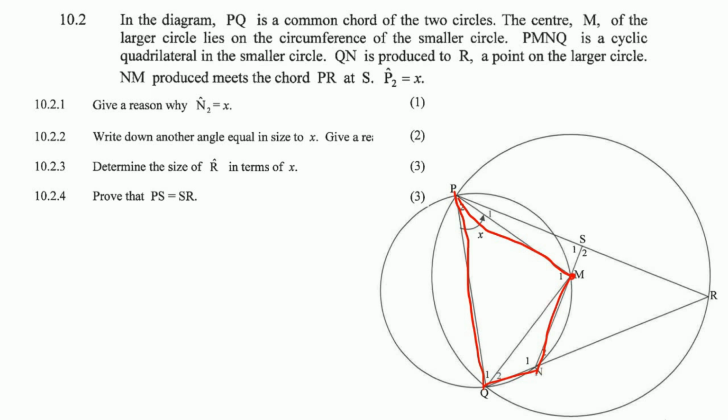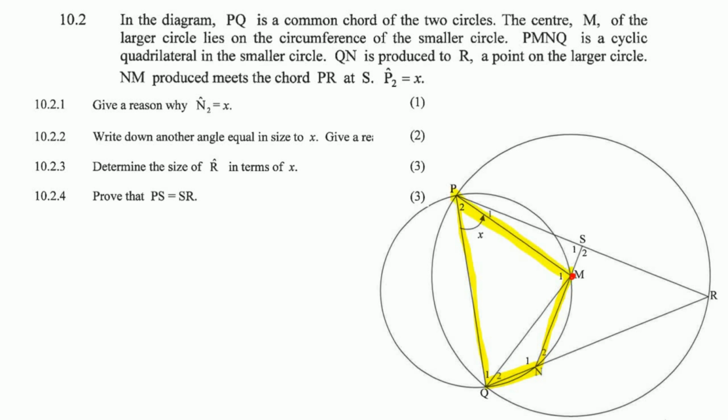NM produced meets the chord PR at S. And then P2 is equal to x. The rest isn't that important. So the first question, for only 1 mark: give a reason why angle N2 is equal to x. Remember they told us that this shape here is a cyclic quad.